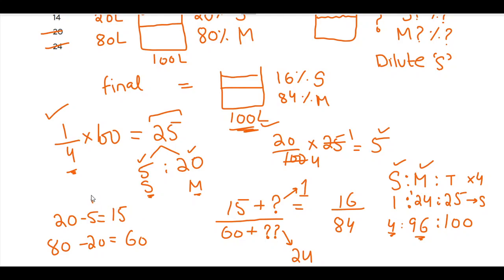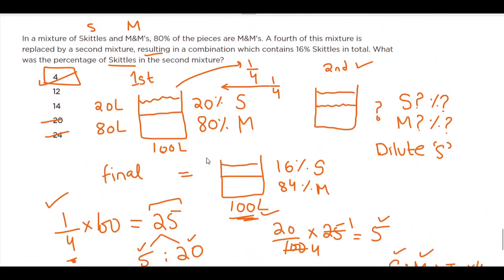And then I just went to what is left. I created this equation for what I need to do in order to make it 16 over 84. I used this ratio over here to come up with the final concentration, and eventually I was able to find out the 4. You guys following? Yes. Okay, cool.